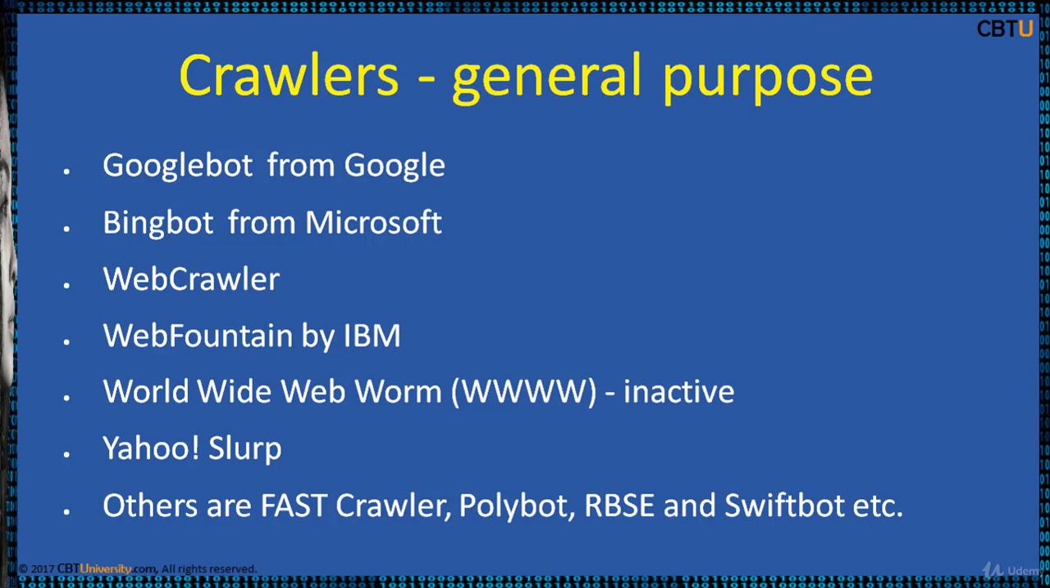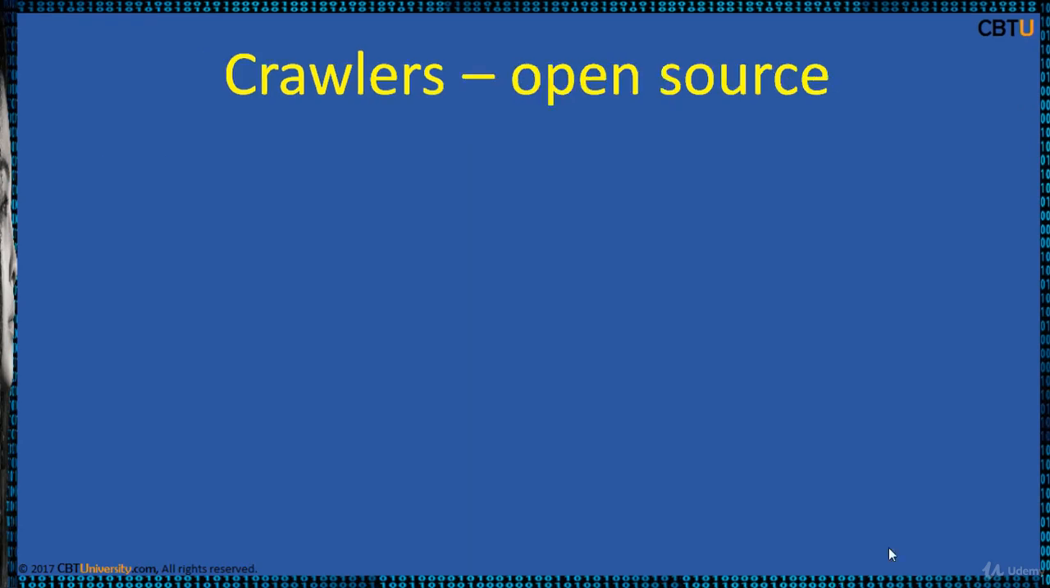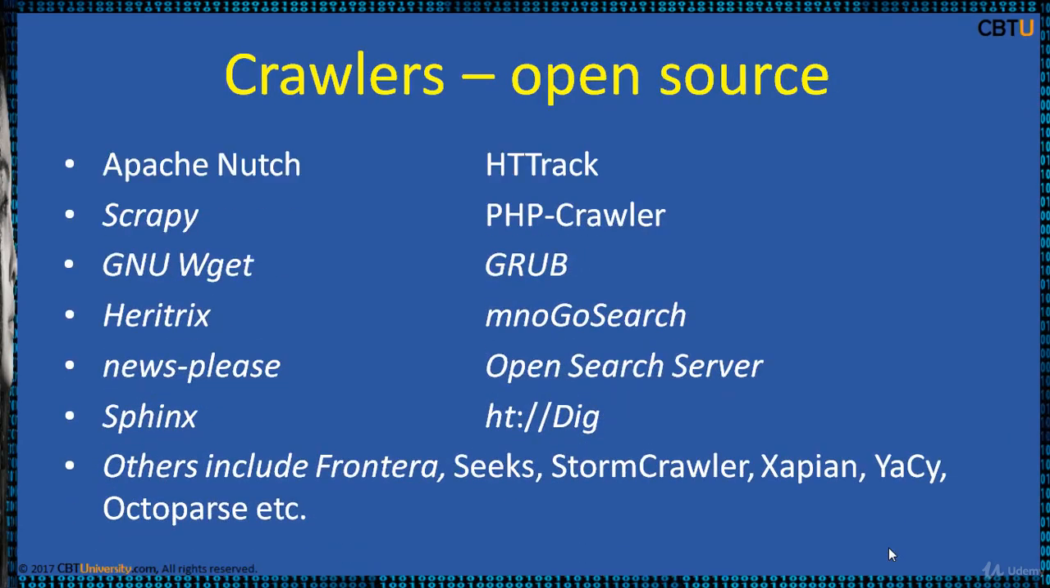Yahoo Slurp. This was the Yahoo search crawler until Yahoo joined with Microsoft to use Bingbot instead. Other popular ones are FastCrawler, Polybot, RBSE, SwiftBot, etc. Open source crawlers. We have Apache Nutch, Scrapy, HTTrack, PHP Crawler, and many others. Let us explore some of them in the coming session.